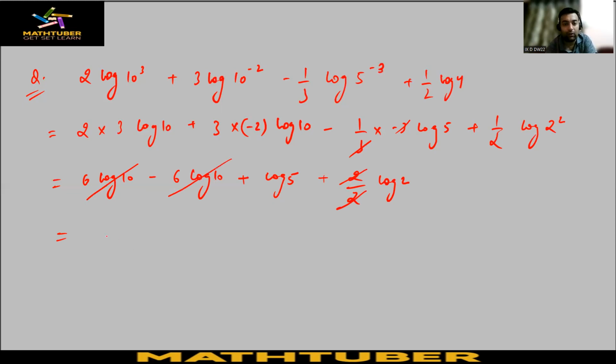6 log 10 minus 6 log 10 becomes 0. And we are now having log 5 plus log 2. And I told you, according to the standard law, log a plus log b becomes log a into b. So it will be 5 into 2 here, which is log 10. And I also told you that if the base is not given, then the base is always 10, because it's the common logarithm. And log a with base a, if the base and the number are the same, then the answer will be 1. So log 10 is always 1, right?